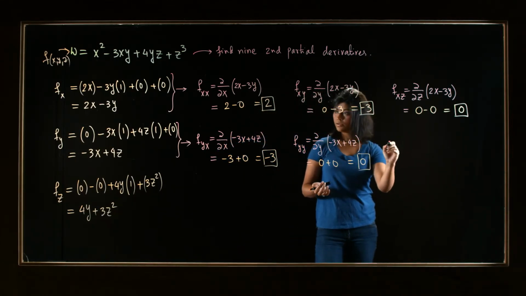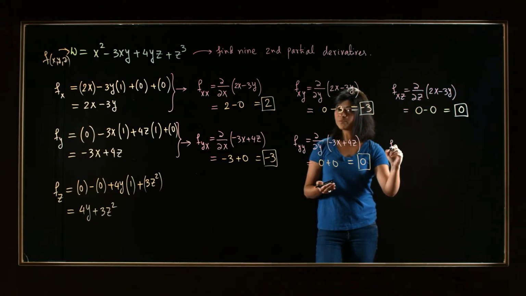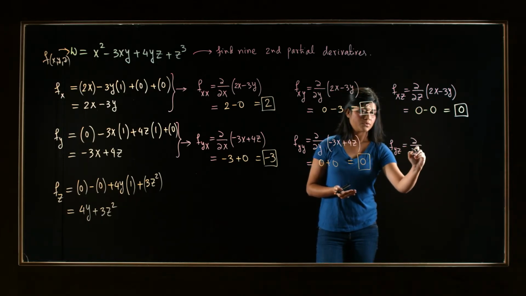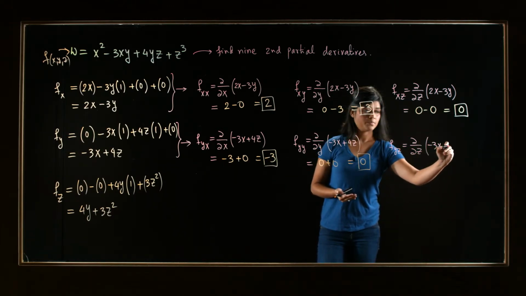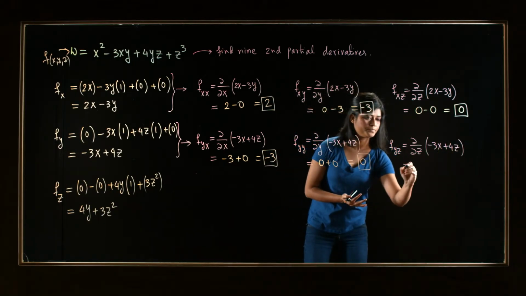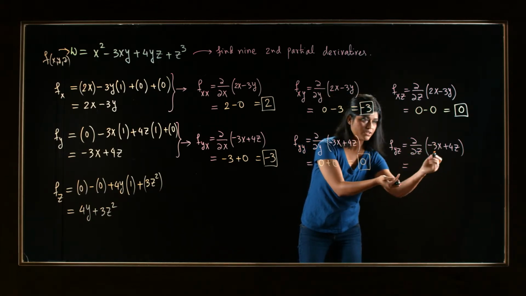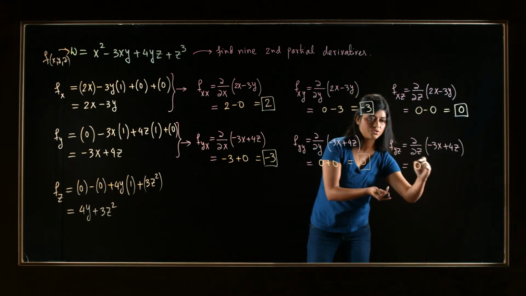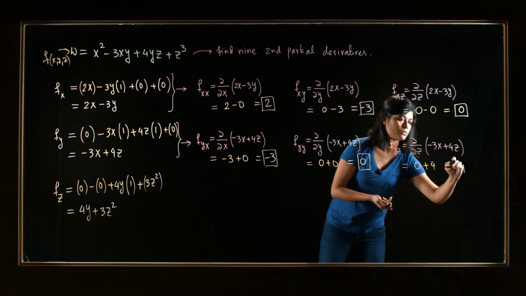Okay, last one. In this row, you have to take the derivative of fy with respect to z. So fyz. So with respect to z of negative 3x plus 4z. Now, x is a constant because this is the derivative with respect to z. So the first term derivative is 0. Second term is 4z, so the derivative is plus 4. So this answer is 4.